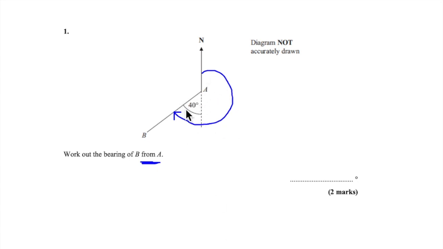So we can see that they've given us this, so they've given us 40 degrees. And then we've also got a straight line here. So on a straight line, our angles add up to 180 degrees. So we can just do 40 add 180 to give us 220 degrees. And that would be our answer for question 1.